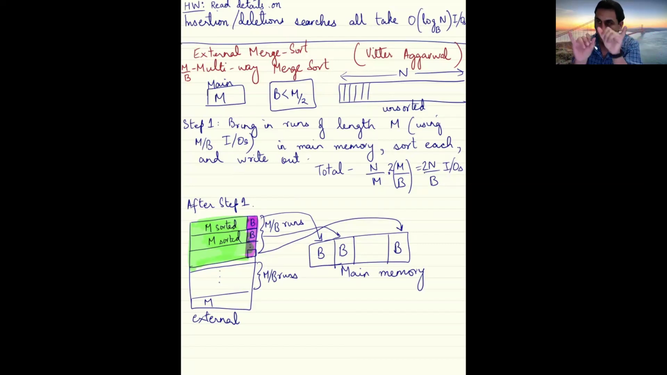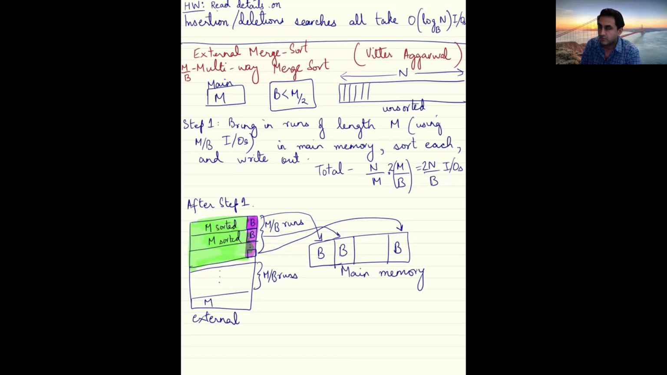Here, instead of merging 2 arrays, you can merge more. How many can I merge? I'm going to merge M over B many runs. Why M over B, you'll see in a moment. If I take M over B runs and bring in the first block of each of these runs, everyone agrees that now my main memory is full, because from each run I've brought in a block. So the total elements I have now is B times M over B, which is M, and my main memory is full.